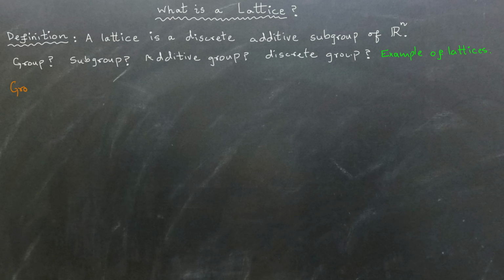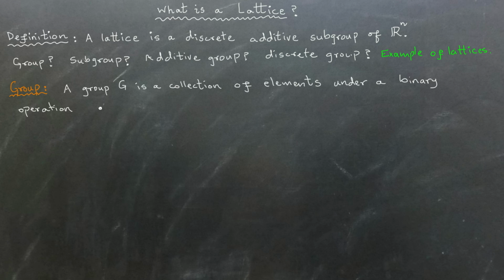Let's start with what a group is. A group G is a collection of elements under a binary operation, which we will call O. The operation could be addition, multiplication, or something else. If the operation is addition, the group is called additive group, whereas if the operation is multiplication, then the group is called multiplicative group. Each group must follow 4 rules.